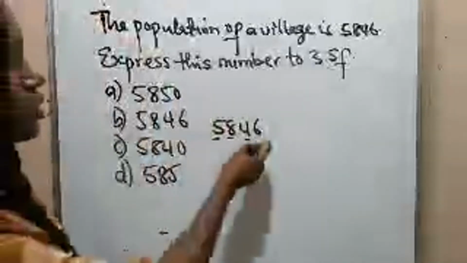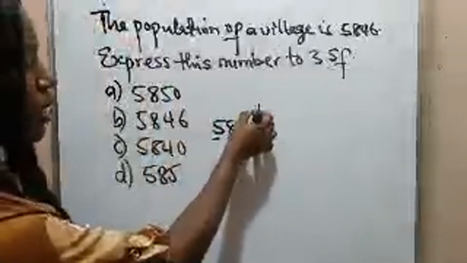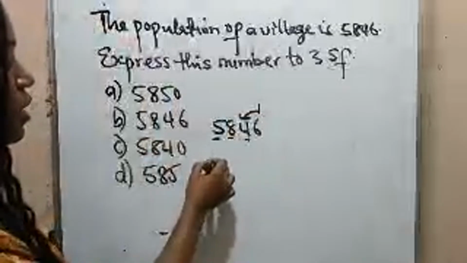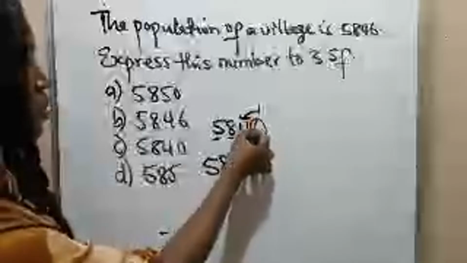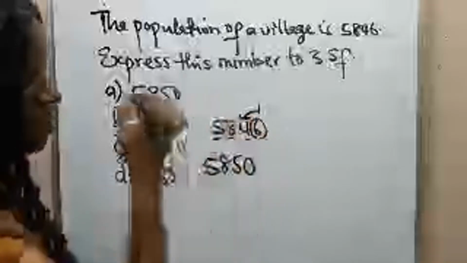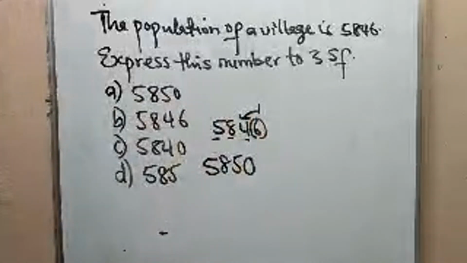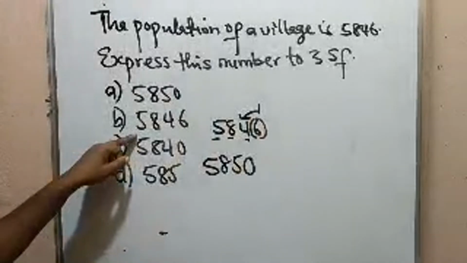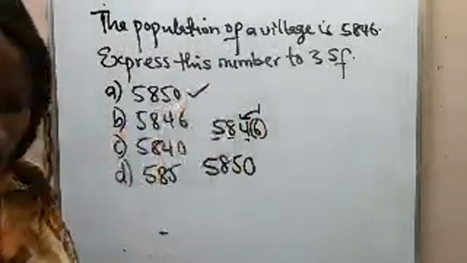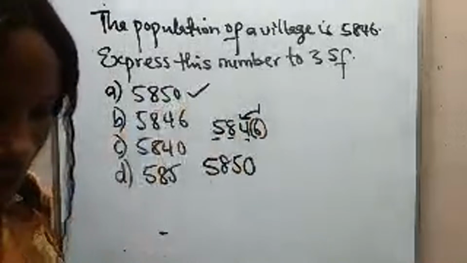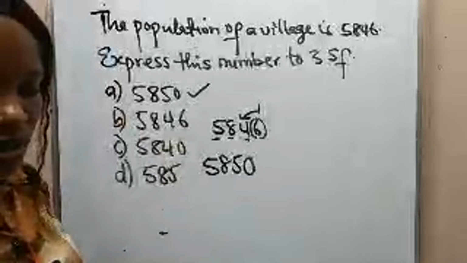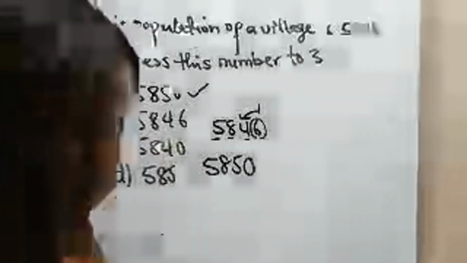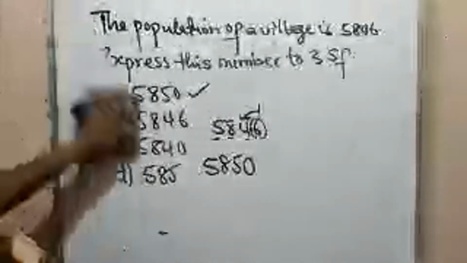Because it's up to 5, we are going to call it 1 and add it to this. So if we do that, we have 585. Then we replace this with 0. So our answer becomes 5850, which is option A. All right. Now, let us solve the third question.